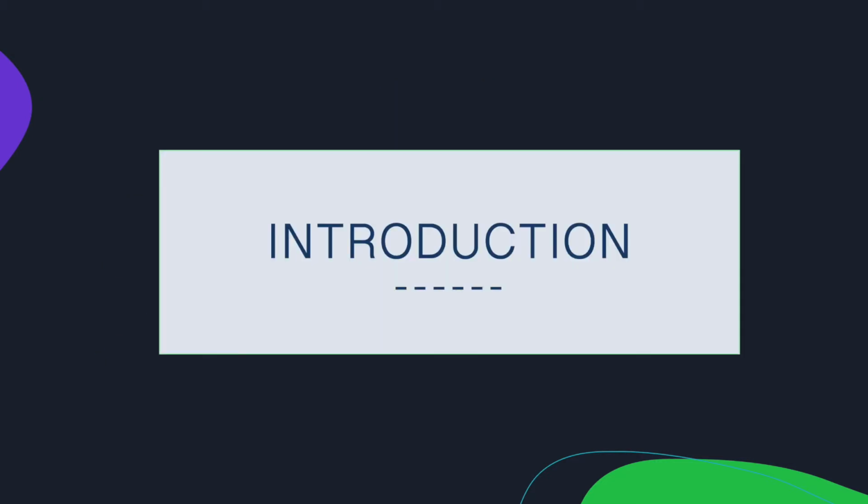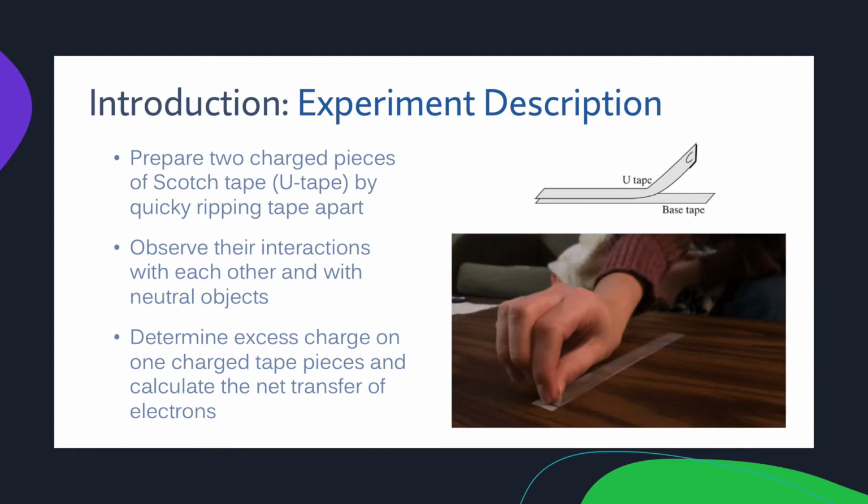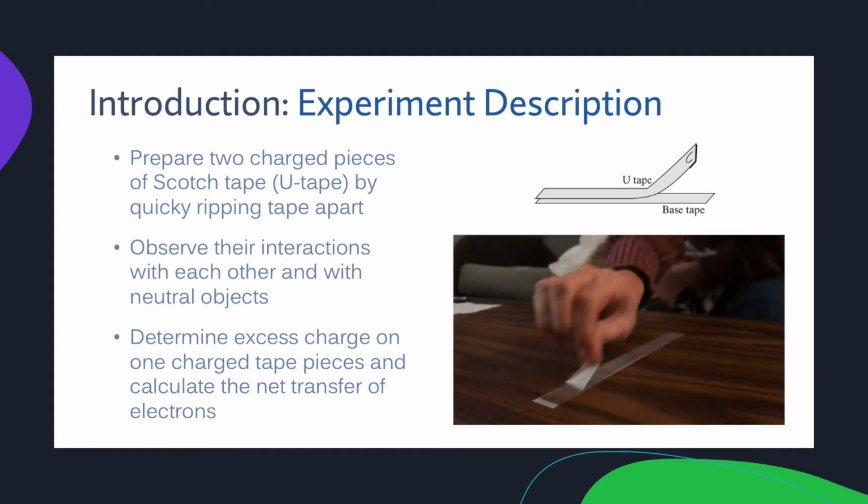First, the introduction. For the experimental setup, we first prepared two charged pieces of Scotch tape, referred to as U-tape, by quickly ripping two pieces of tape apart from one another. Next, we observed the interactions of the tape with each other and with neutral objects such as a notebook or our hands. Lastly, we used our observations and measurements to determine the excess charge on one charged piece of tape and calculated the net transfer of electrons.